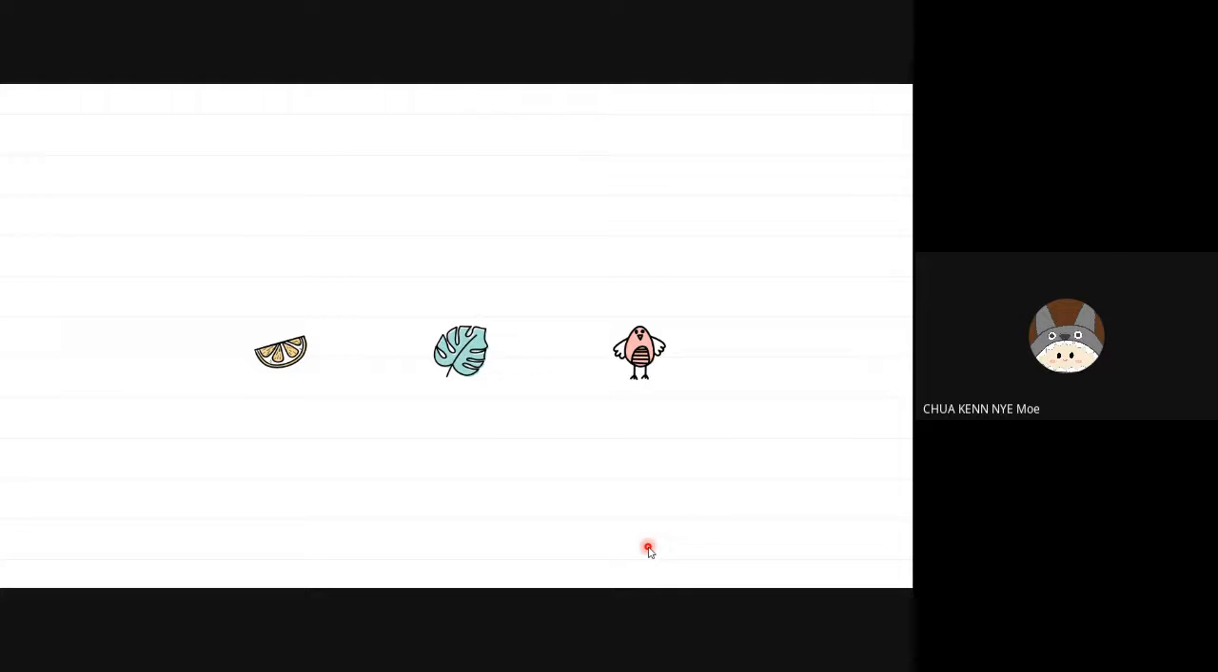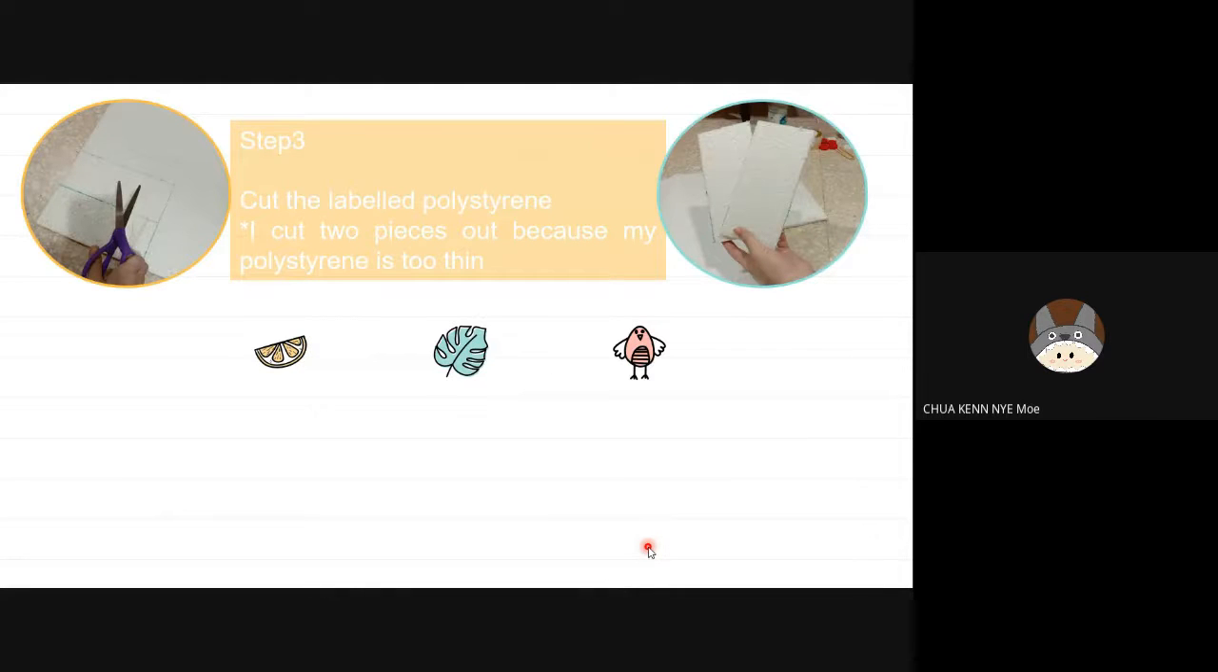Then here is step 3. We need to cut the label polystyrene out. Here I cut 2 pieces out because my polystyrene is too thin. If I have a thicker polystyrene, I will need to do extra work.